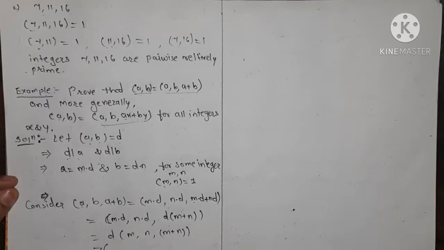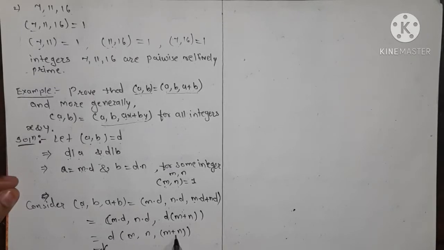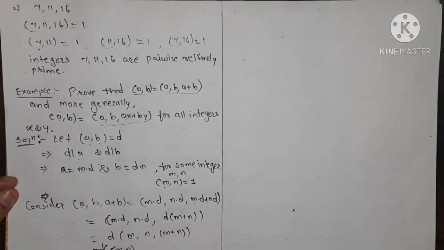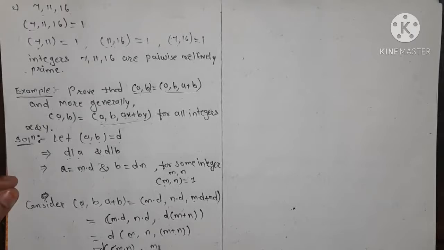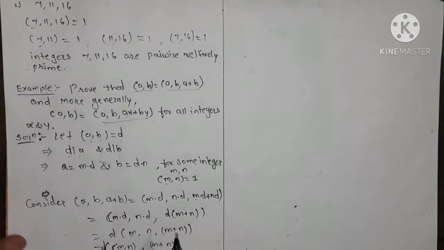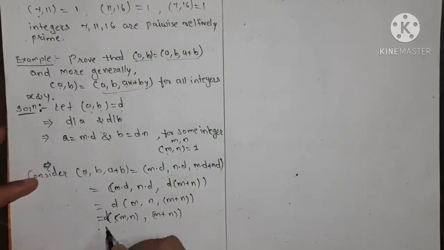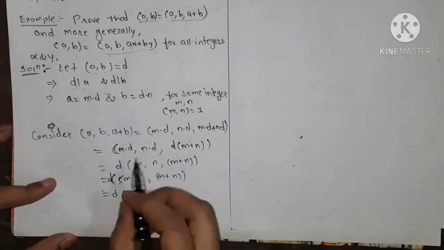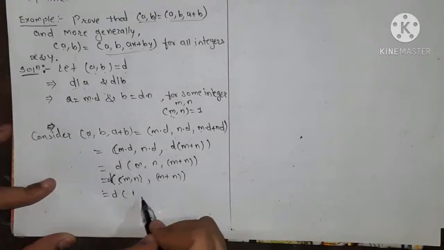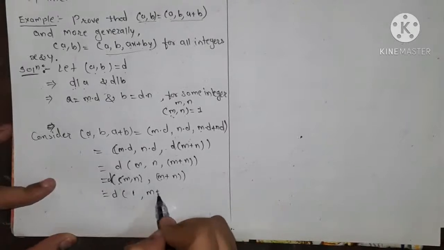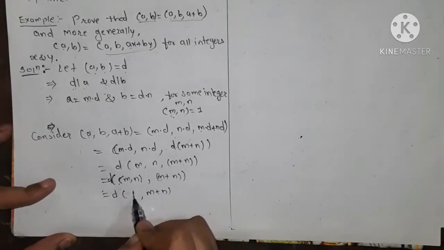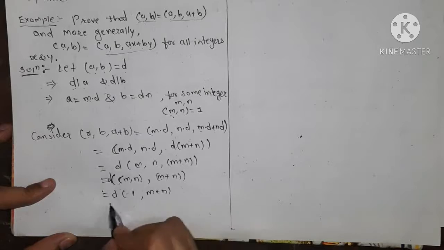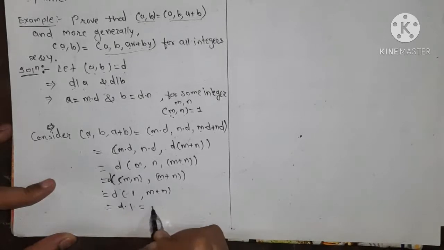So this is equal to d in bracket. Since there are three numbers, we first take the pair GCD of m, n, and then find the GCD of this pair with m plus n. Now since the GCD of m, n is 1, and this is m plus n, the GCD of 1 with any integer comes out to be 1, so it is d multiplied by 1, that is d.